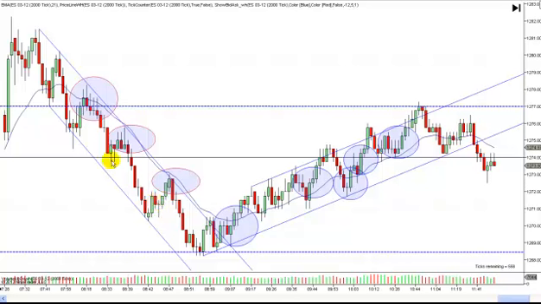And look, these are all two-legged pullbacks. One leg up, pullback, second leg up. One leg up, pullback, second leg up. Two-legged corrections to the trend line or the EMA are a gold mine in a trending market. We make more money off those trades than anything else.